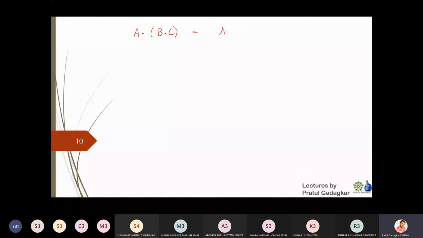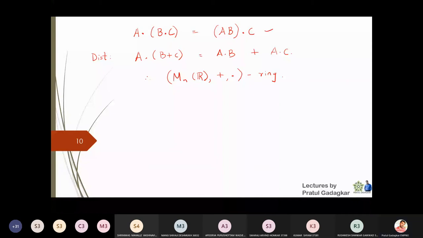So this also holds. Associativity with respect to the second operation is also true, and the distributivity property is also correct, because A into B plus C is always equal to A into B plus A into C. So this means that my set M_n(R) with respect to addition and multiplication is also a ring. So the second example is ready with us now, M_n(Z).